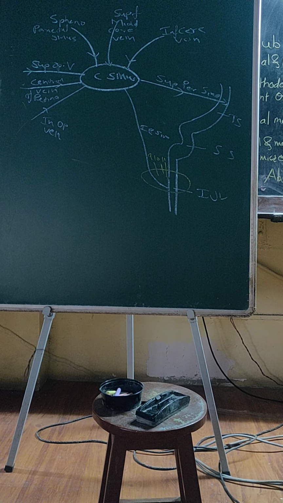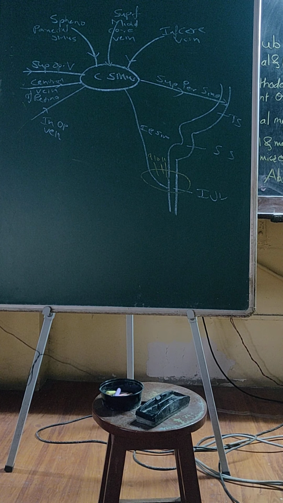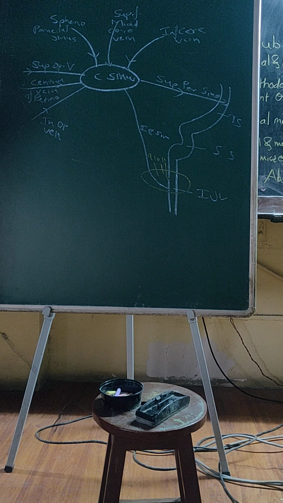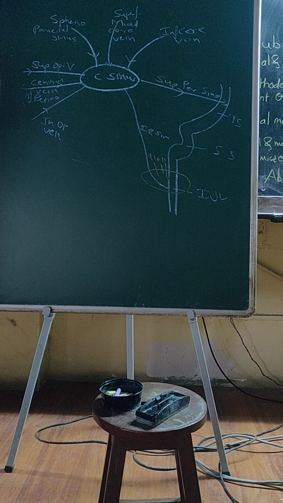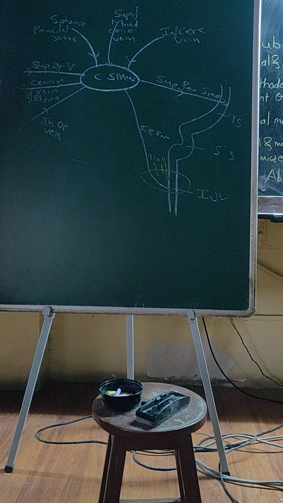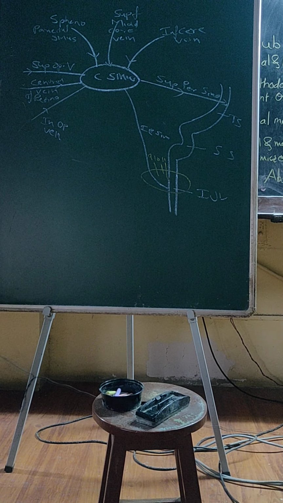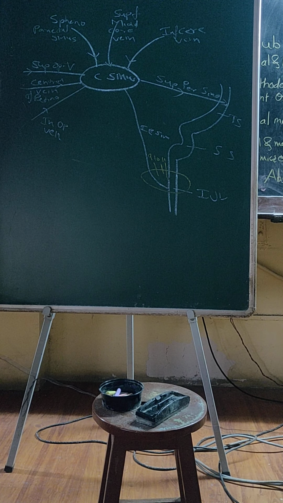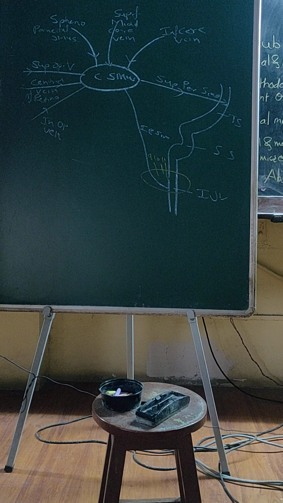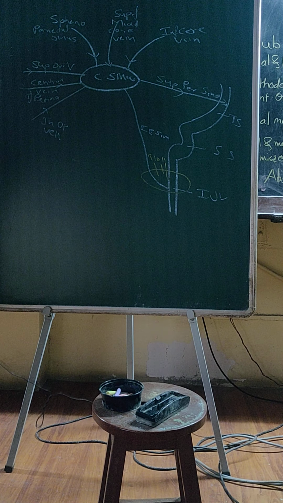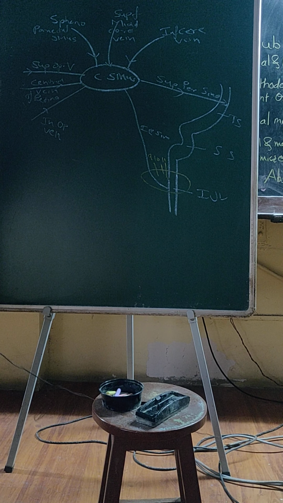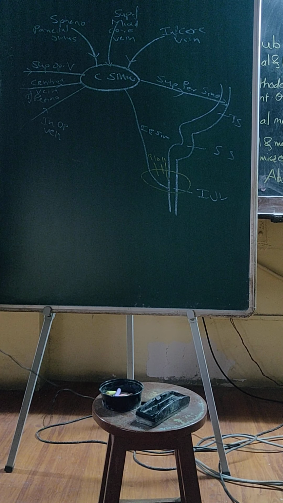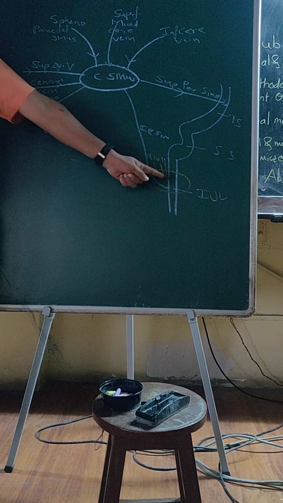Stand up. Then go on. You don't answer. What are the structures passing through the jugular foramen? Anterior most is inferior petrosal sinus, posterior most is internal jugular vein. And what lies in between? 9, 10 and 11 cranial.